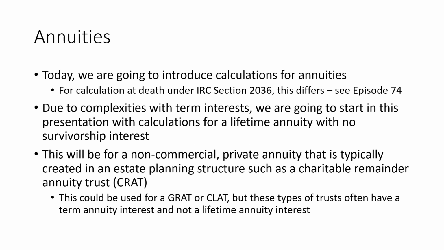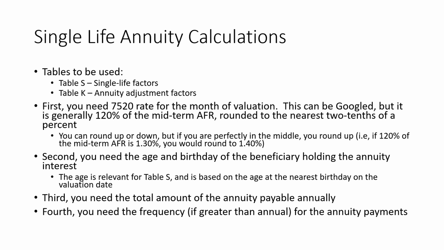Now, when I say annuity, what I'm referring to is a non-commercial private annuity that you typically see created in an estate planning structure. So a classic example for today's presentation would be a charitable remainder annuity trust, or a CRAT. Now, you might be saying, oh, you could use a GRAT or CLAT or whatever too, but these types of trusts often have a term annuity interest and not a lifetime annuity interest. When it gets time to calculate term annuity interest, that's a little bit more difficult. Today we're only focused on a life annuity interest so as to not throw too much at you.